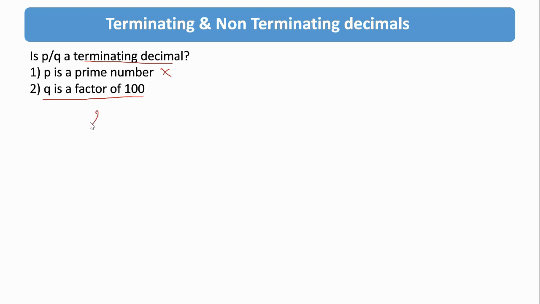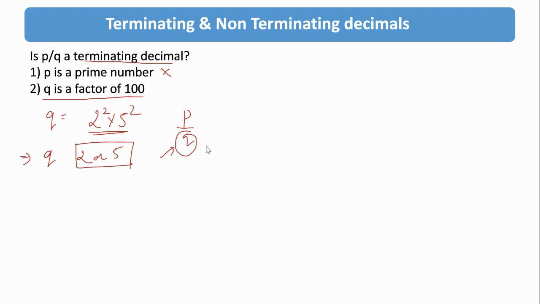Now 100, I know, is 2 square into 5 square. So if q is a factor of 100, it means q will never have any prime factor except 2 or 5. No other prime factor. That is clear to all of you, right? Q will never have any other prime factor except 2 or 5. Then what can you say about p upon q? Can we say that since q is only having the prime factors 2 or 5, this will be a terminating decimal? Can we say that?